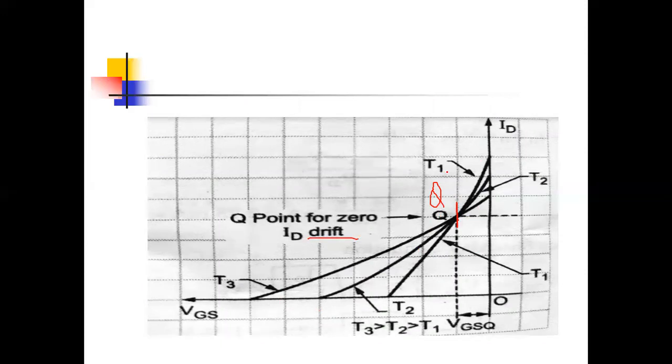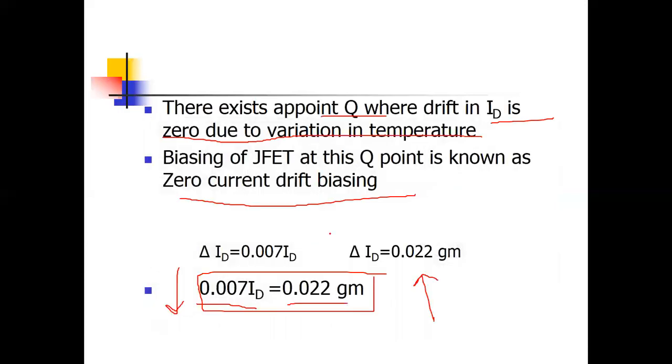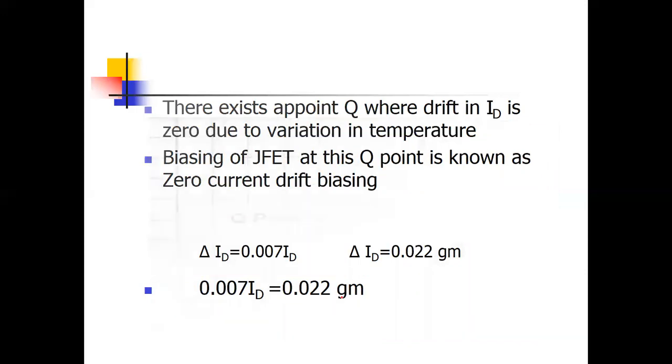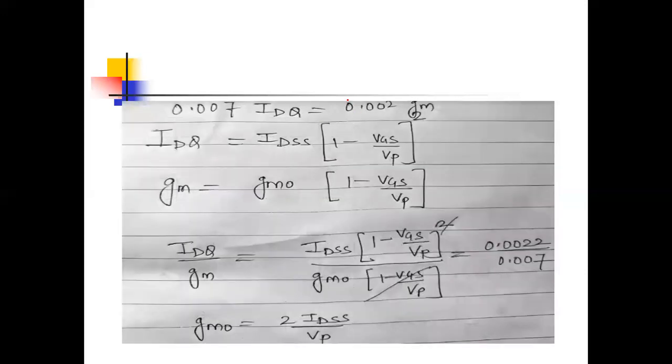So what is the condition to get that point? That is the main question. For this, we have to do analysis. By this equation, 0.007 ID equals 0.022 GM. So ID by GM equals 0.022 by 0.007.